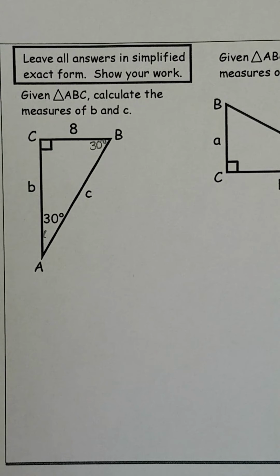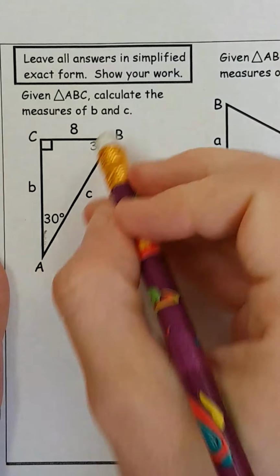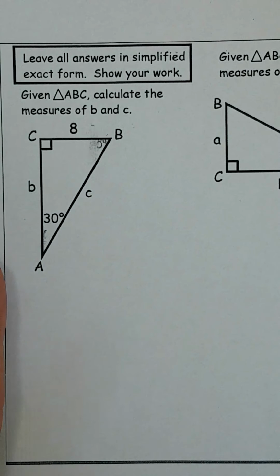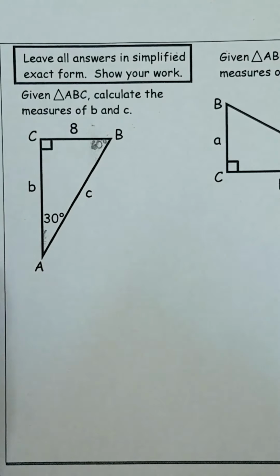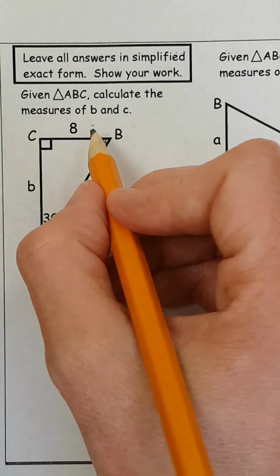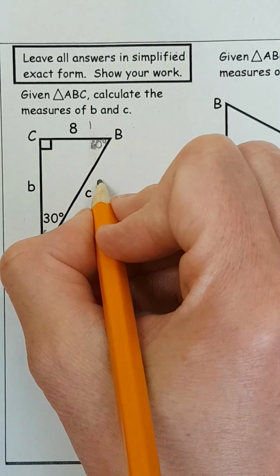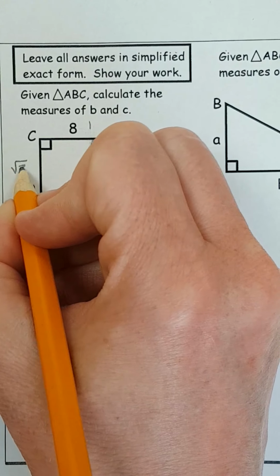It's not the 30, that's the 60. I don't have an eraser that works very well. There we go. Okay, let's just try that again. So 30, 60. What I recommend doing if you're having a hard time with this is put the numbers on there, right? The 1 to 2 to root 3. So short side is 1, hypotenuse is 2, and long side is root 3.